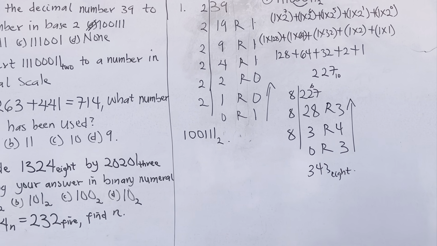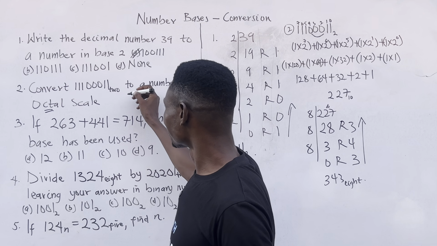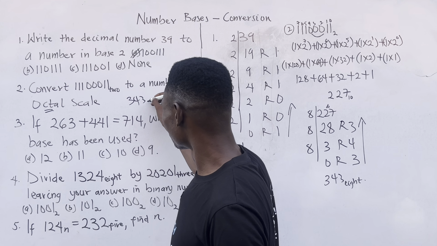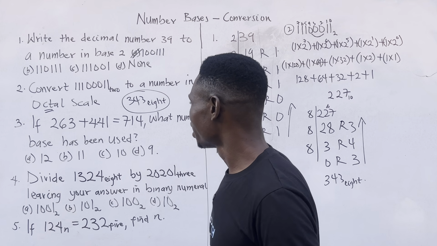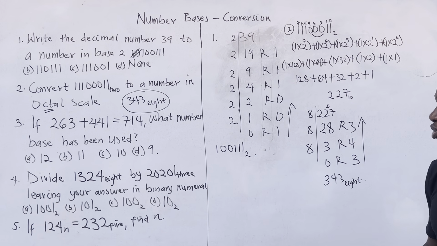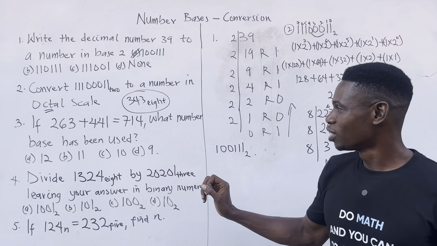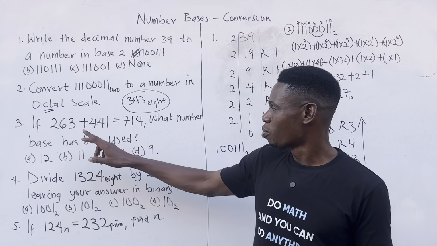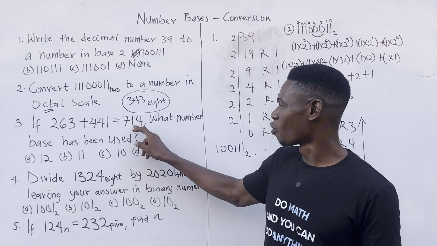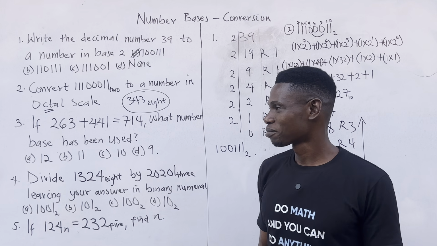Okay? Oh, sorry. We didn't provide options here. So our answer to this is 343 in base 8. Okay, so that was number 2. Let's continue. For number 3, we have this question that says if 263 plus 441 equals 714, what number base has been used?